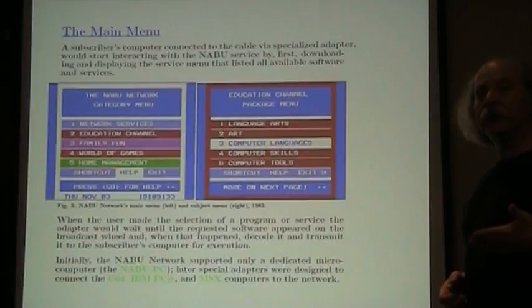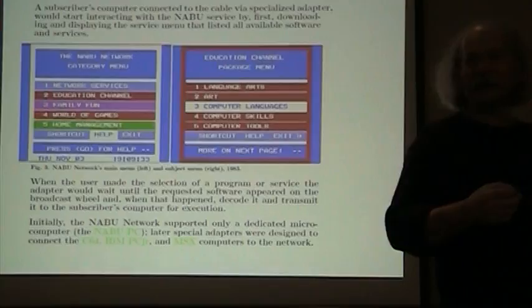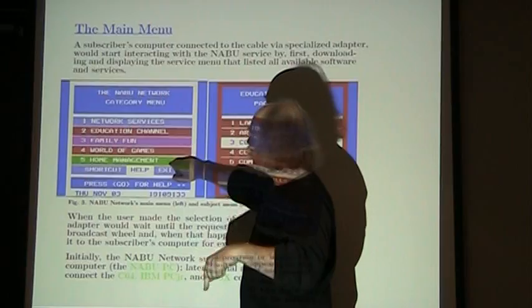Family fun, simple games, maybe 100. World of games, more advanced games. And home management, this is where you will have your databases, spreadsheets, and so on. If you wanted more categories, you could get more, because not everything is shown, and there is a key which says next page, and you'll have all these categories.